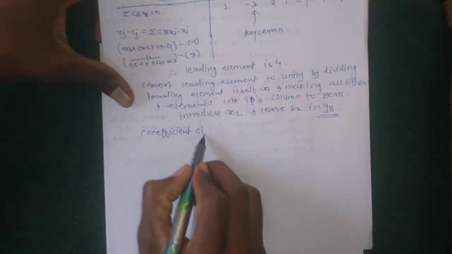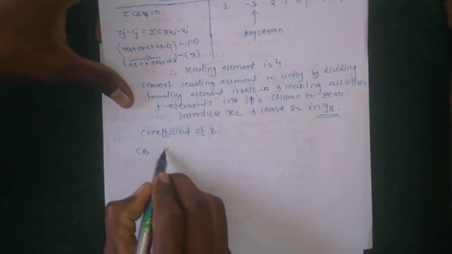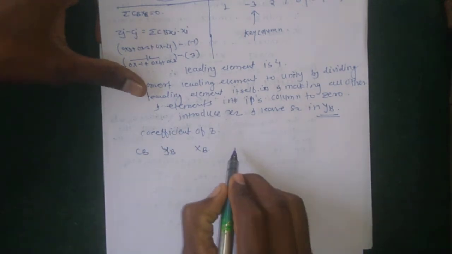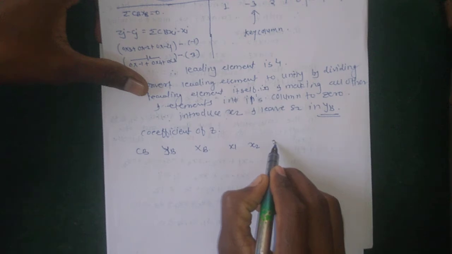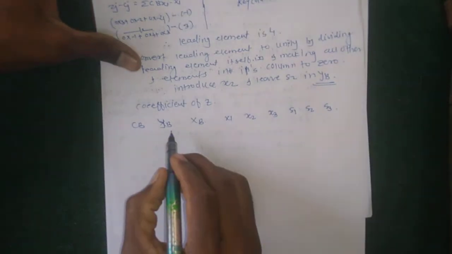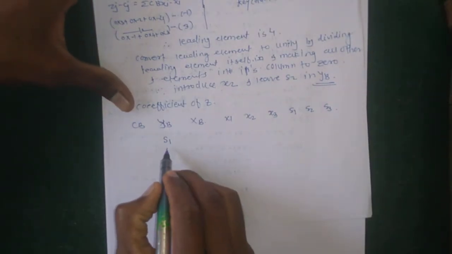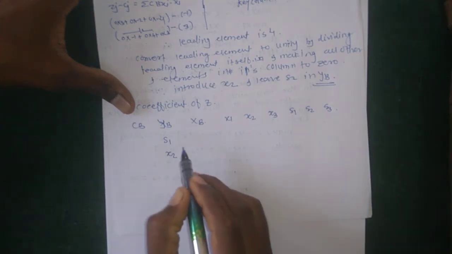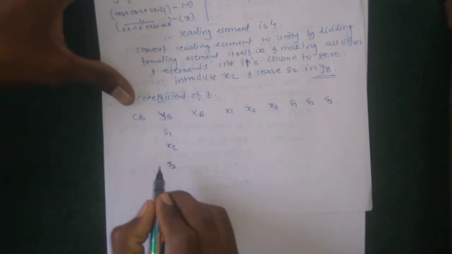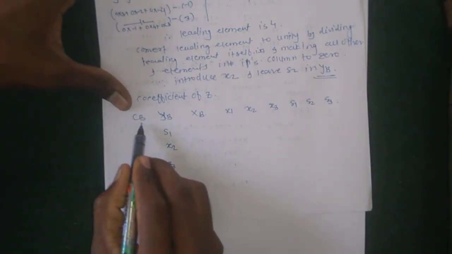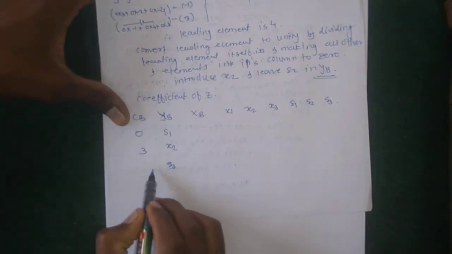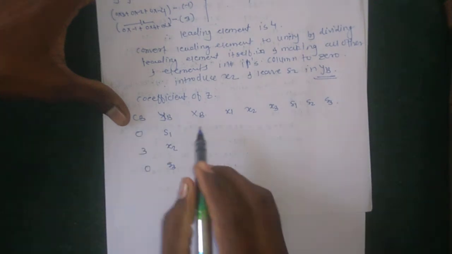coefficient of z, then cb, then xb, then yb, then xb. Okay, so then x1, x2, x3, s1, s2 and s3. So here only s1 as it is, replace s2 by x2, then lastly s3 as it is. Coefficient of s1 is 0, coefficient of x2 is 3 and coefficient of s3 is 0 in the objective function.